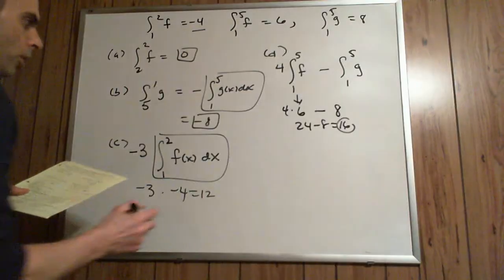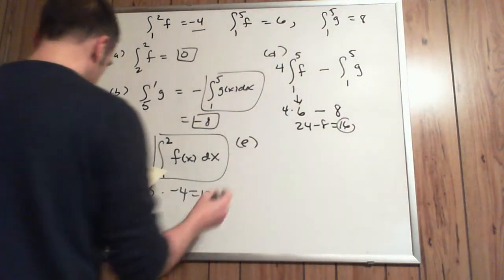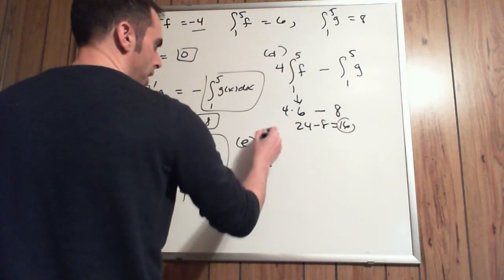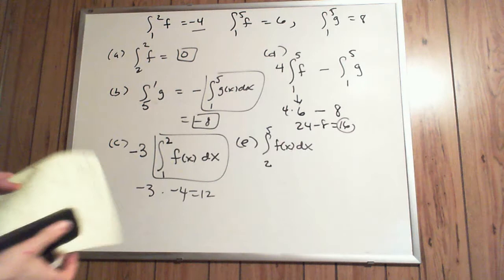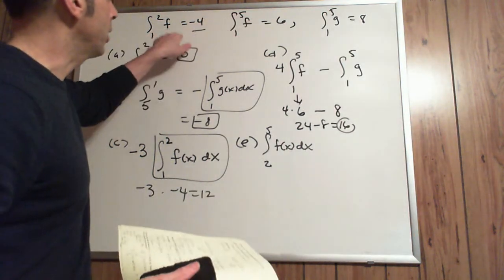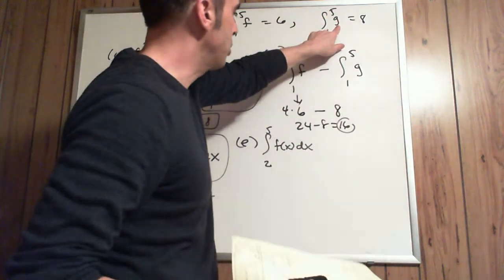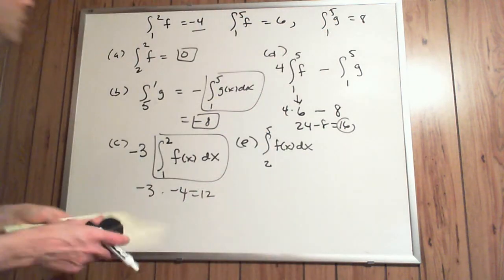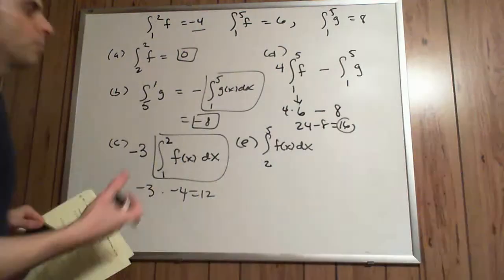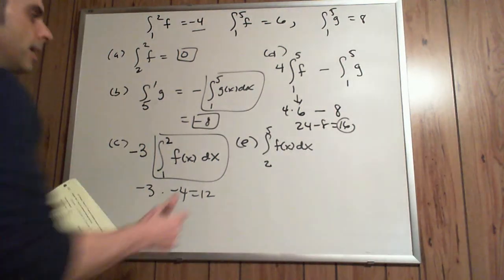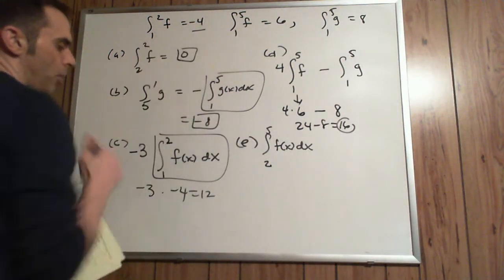And part E, we're to find the value from 2 to 5, the definite integral of 2 to 5 of f of x dx. Well, I don't have that at all given in this information. You can't use this because that pertains to g. So you have to look at this and think, well, what can I write? What equation perhaps can I write that would relate these limits in some way?